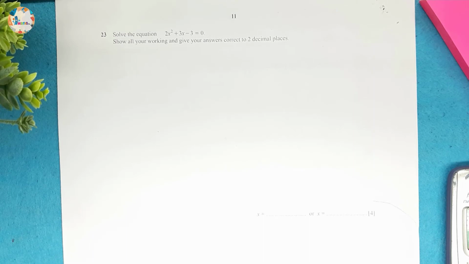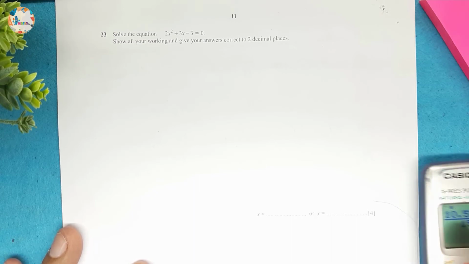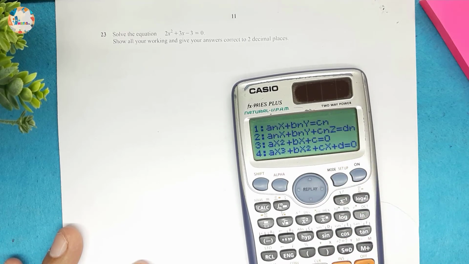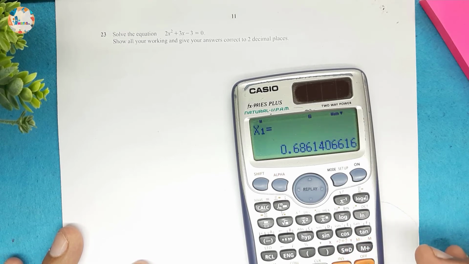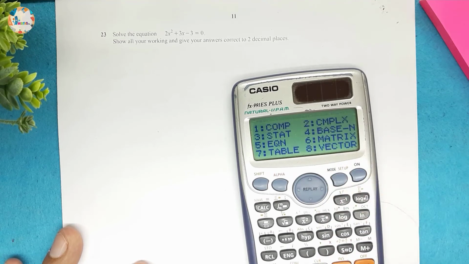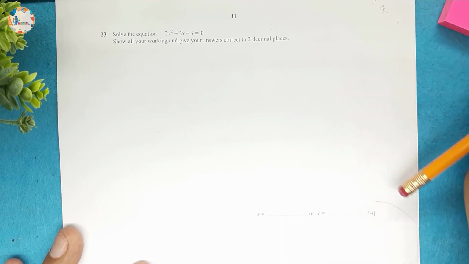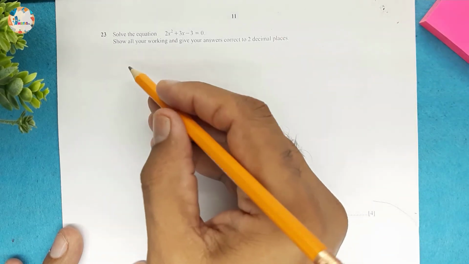Question 23. Solve the equation. A quadratic equation is given, and we must show all our working and give the answer correct to 2 decimal places. We can use mode 5 3 on the calculator, with the coefficient of x squared as 2, the coefficient of x as 3, and the constant as minus 3. We get decimal values, so we can use the quadratic formula. That will be the easiest route because we are getting decimal values.